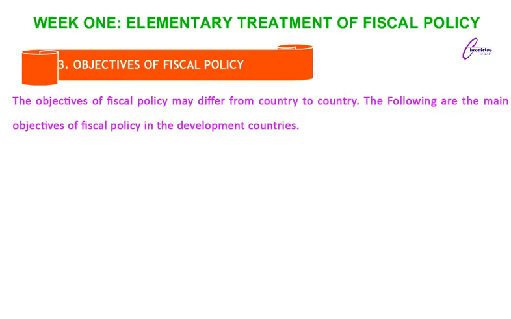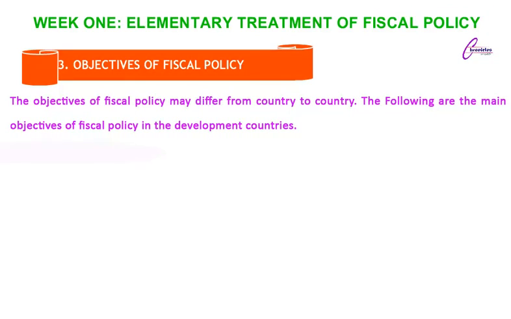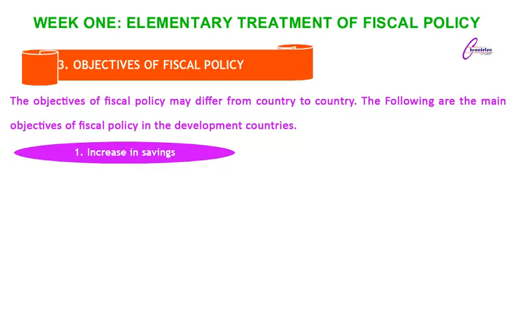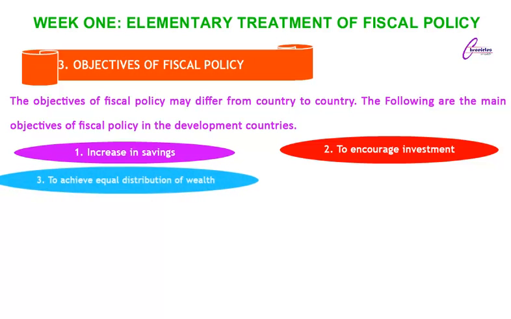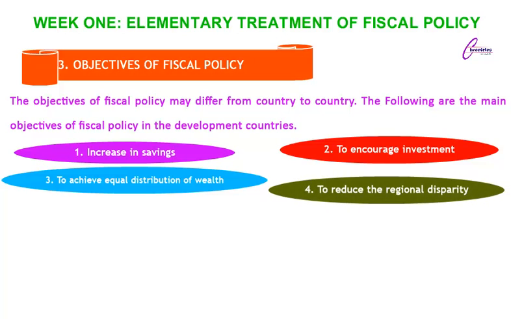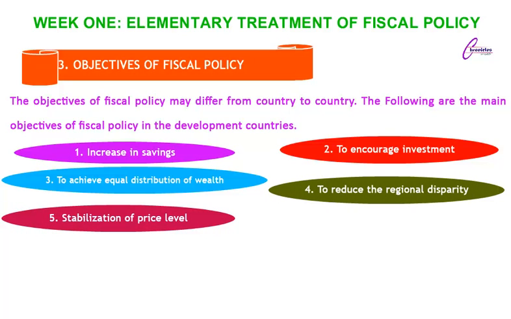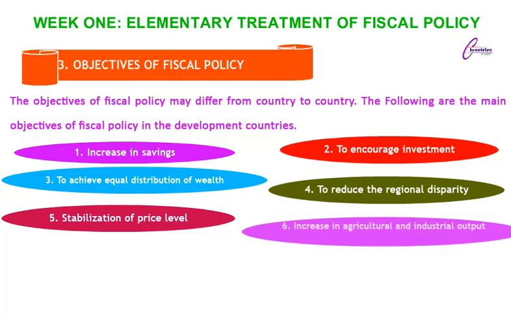Objectives of fiscal policy. The objectives of fiscal policy may differ from country to country. The following are the main objectives of fiscal policy in developing countries. 1. Increase in savings. 2. To encourage investment. 3. To achieve equal distribution of wealth. 4. To reduce the regional disparity. 5. Stabilization of price level.